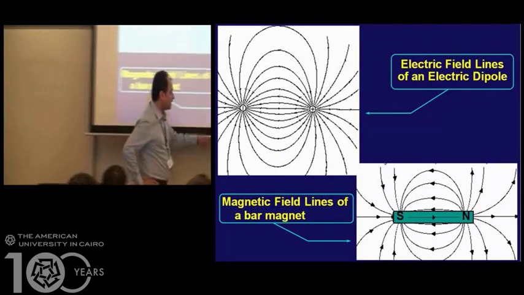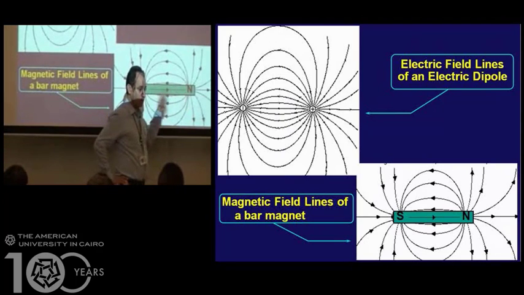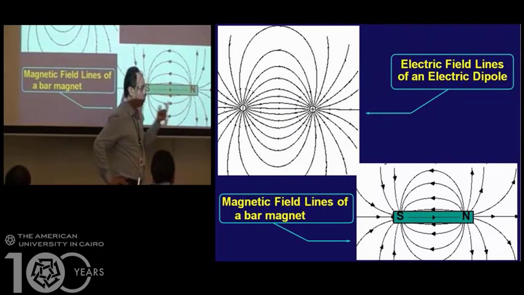Oh, it's dipole because it has two poles. Dipoles. So it has two poles. That's why we call it a dipole.